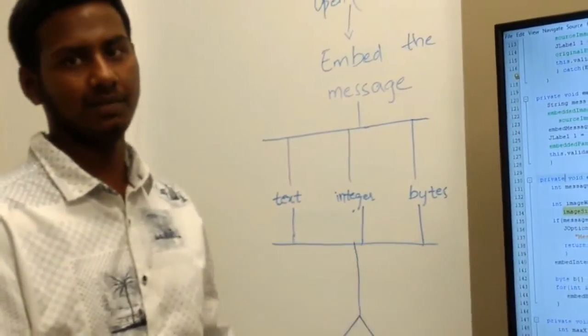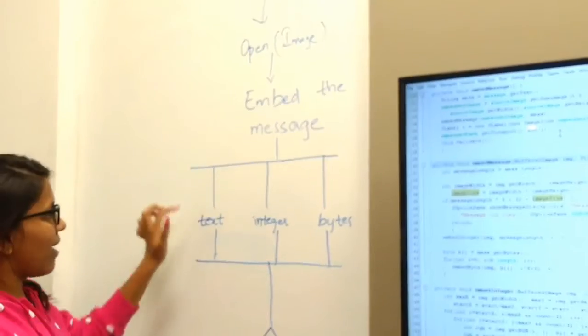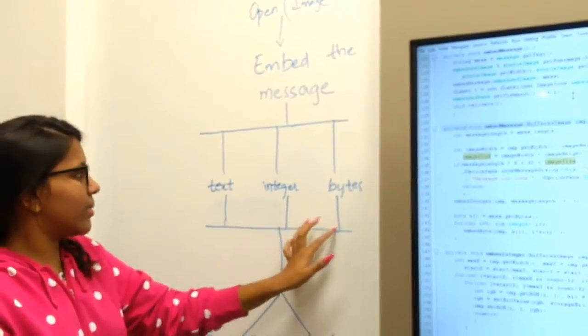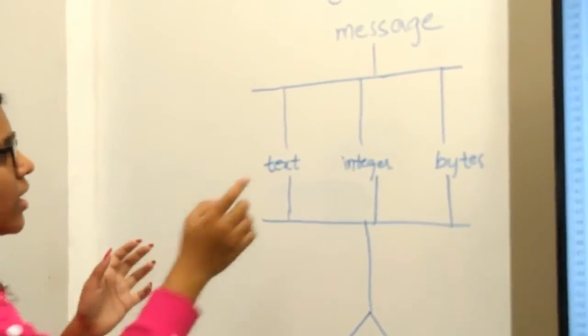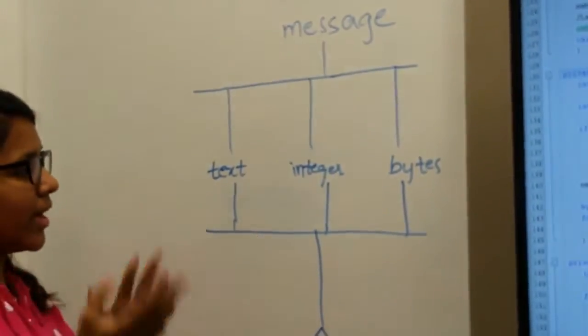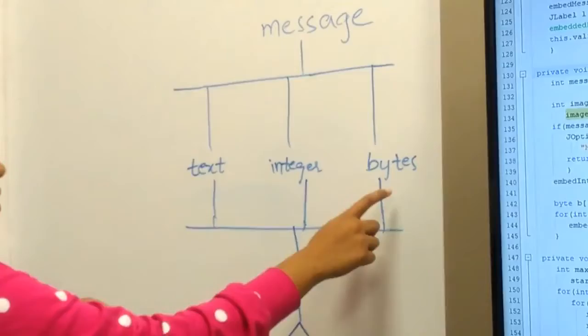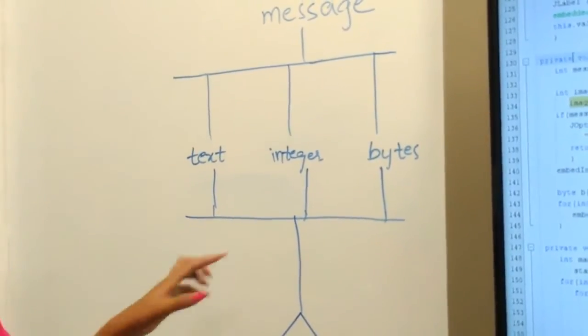It will be explained by Dedipya. Saving in the variable mess. After that, in the embedding message, we will have the three types: text, integer, and bytes. If we take text, it will take the input on one side, if we take integer, it will go to another model, and if it is bytes, it will be in another step.